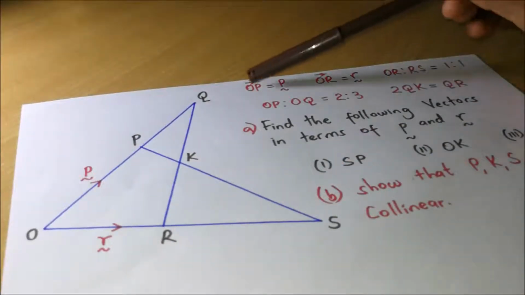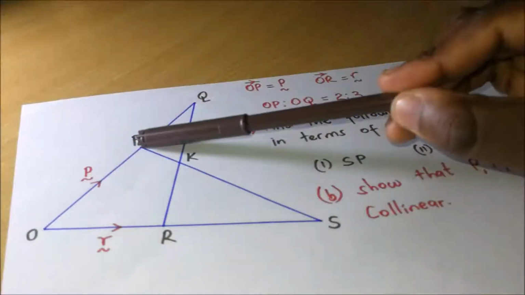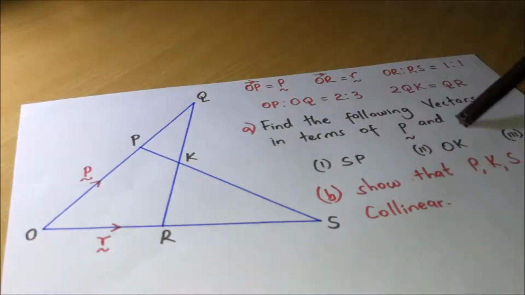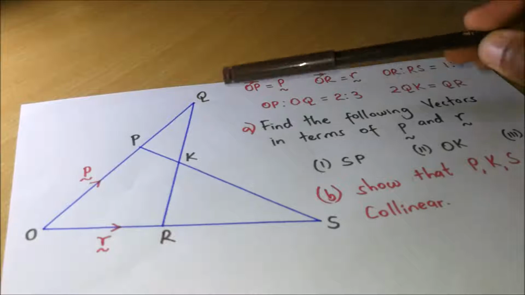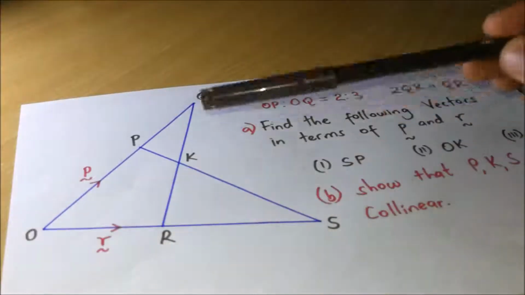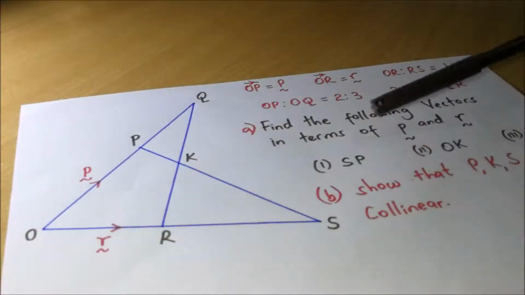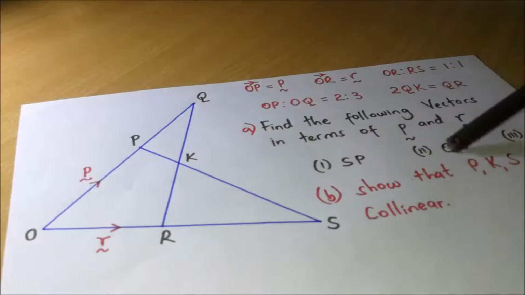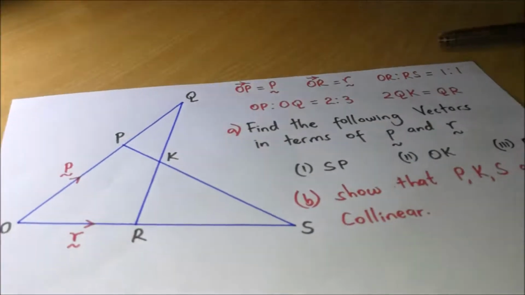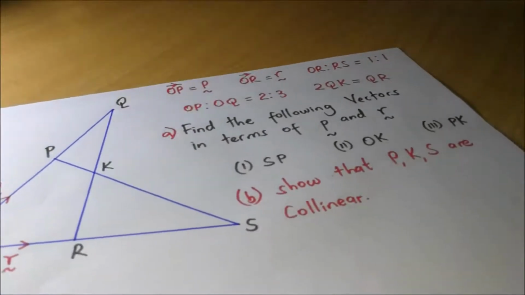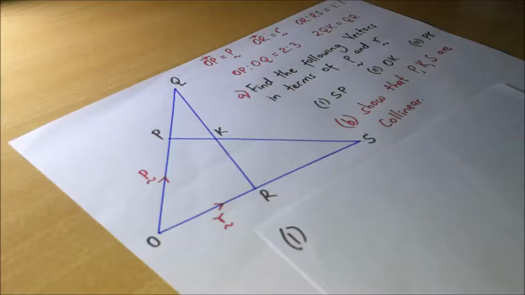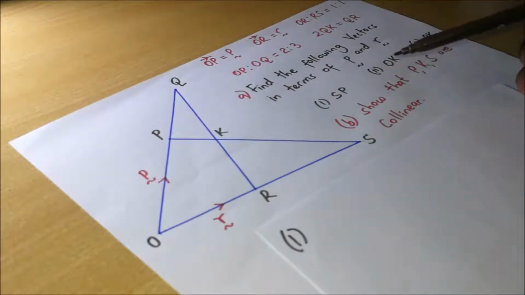Vector P is OP, which is from here to there. Then we have vector R, which is OR. If you look here, OR is right there. So we are supposed to find SP, PK, then show that P, K, S are collinear. It's pretty easy and quite straightforward. So we'll get started with the workings, straight away.